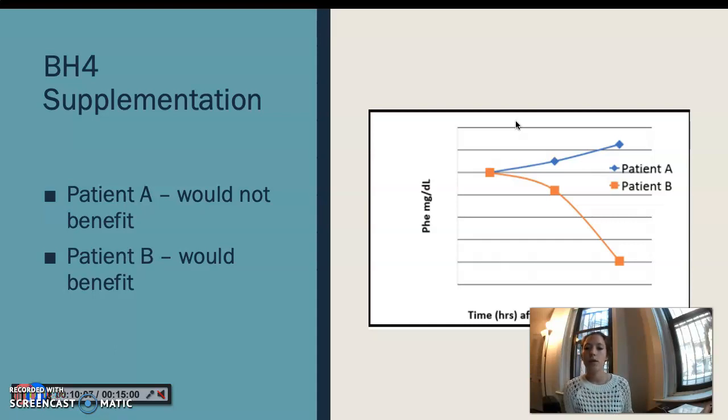The BH4 can have a large impact on patients like patient B, so for this reason, all PKU patients really should receive this BH4 loading test to determine if they would benefit from the supplement or if they should stick to the dietary regimen that patient A will have to follow. And that's it for case 2.